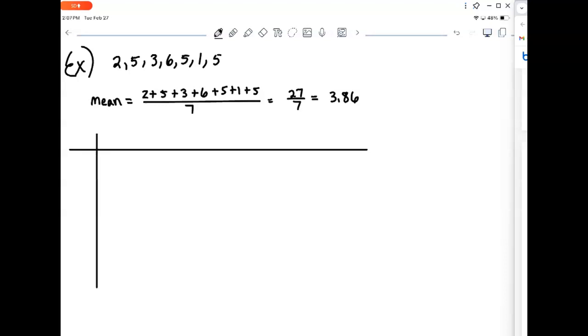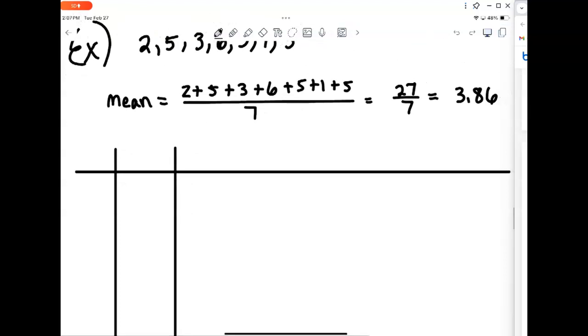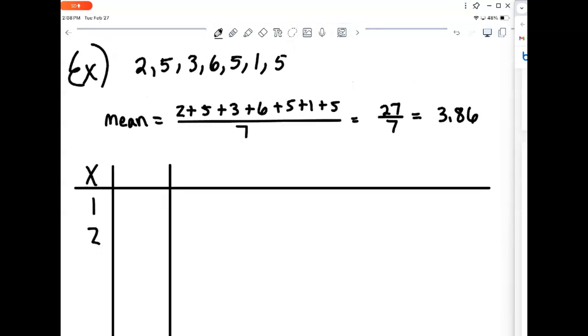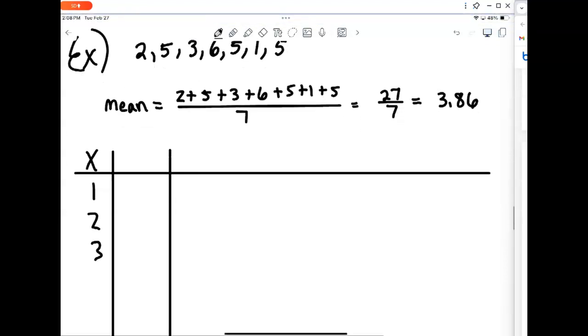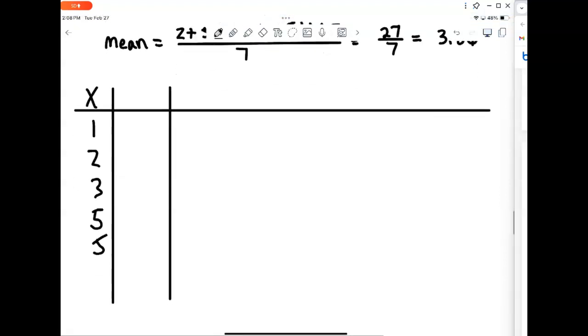So usually when I'm computing step 2, I take my data values and write them in order. I don't have to, but I find it's just a habit that I do here. So I would have 1, 2, 3. There's no 4. So then I'm going to have 5, 5, 5, 6.